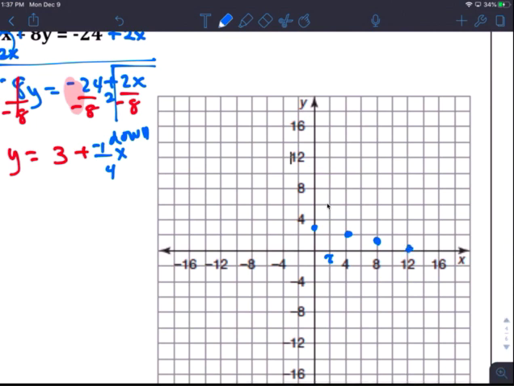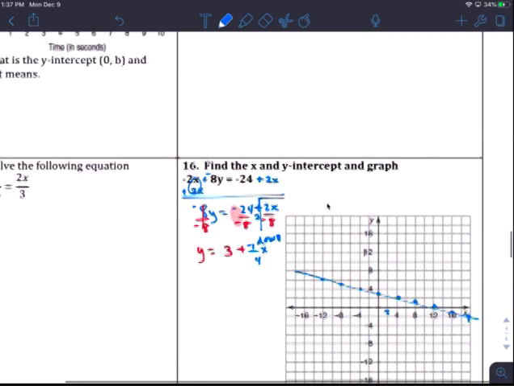So you continue doing that all the way, and then the other direction, okay. And then connect the dots and you'll get your linear graph.